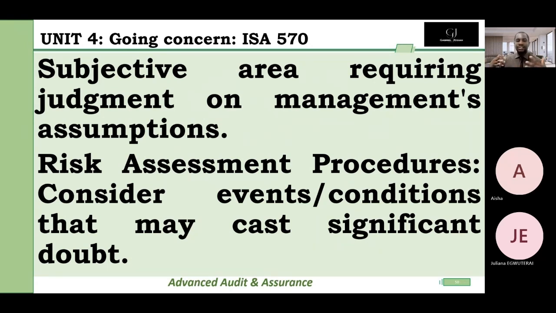We need to consider events and conditions that may cast significant doubt. So for example, losses. You are seeing net losses, operational losses, and accumulated losses in the balance sheet. These are indicators that the company is bedeviled with a lot of issues. So management may assert that, okay, we are a going concern, but these losses, you're looking at it, you need to assess the risks. What are these losses about? What is driving these losses?